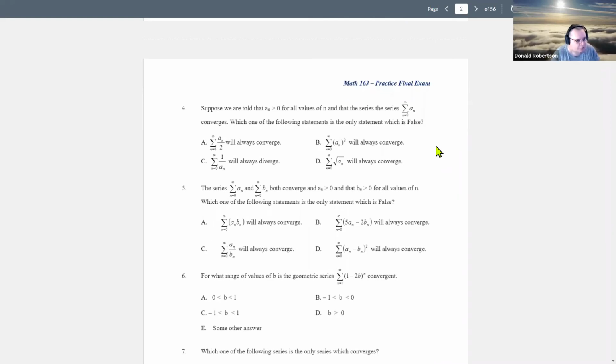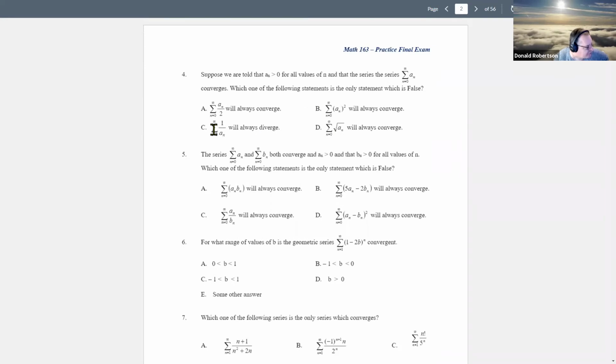If you're made up of little things that are even smaller than another series that converges, we could say it was a comparison test, right? If you're smaller than a converger, you converge. So that was my logic for saying that one's okay. C, 1 over AN will always diverge. And I can argue this one. Since this one converges, isn't one of its properties that AN tends to 0?